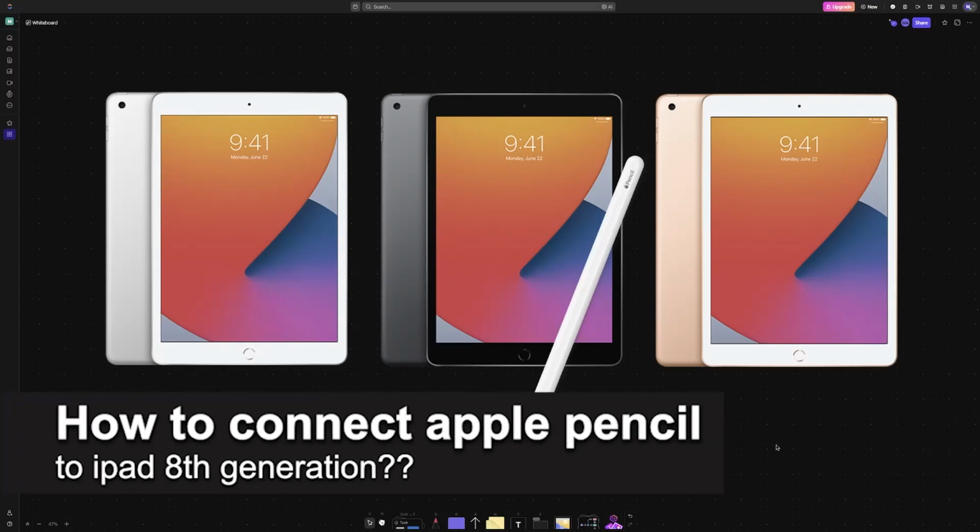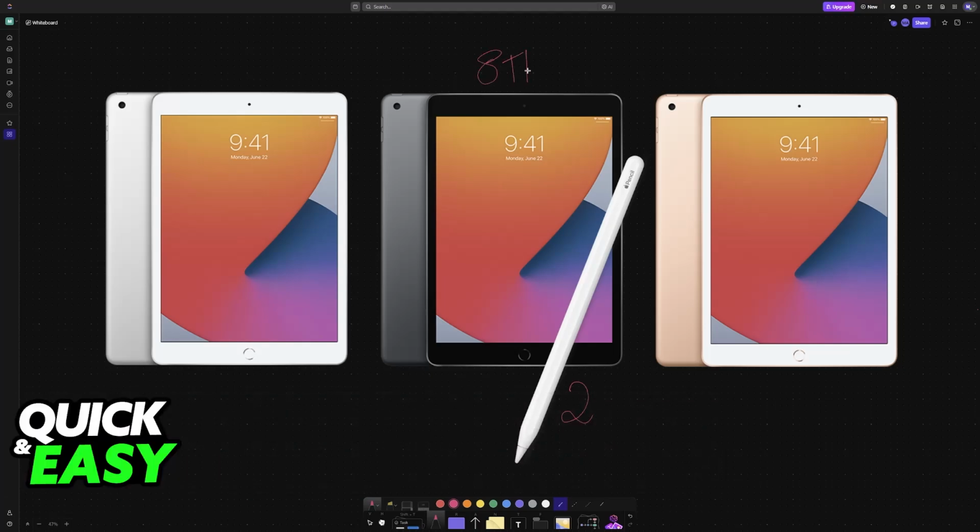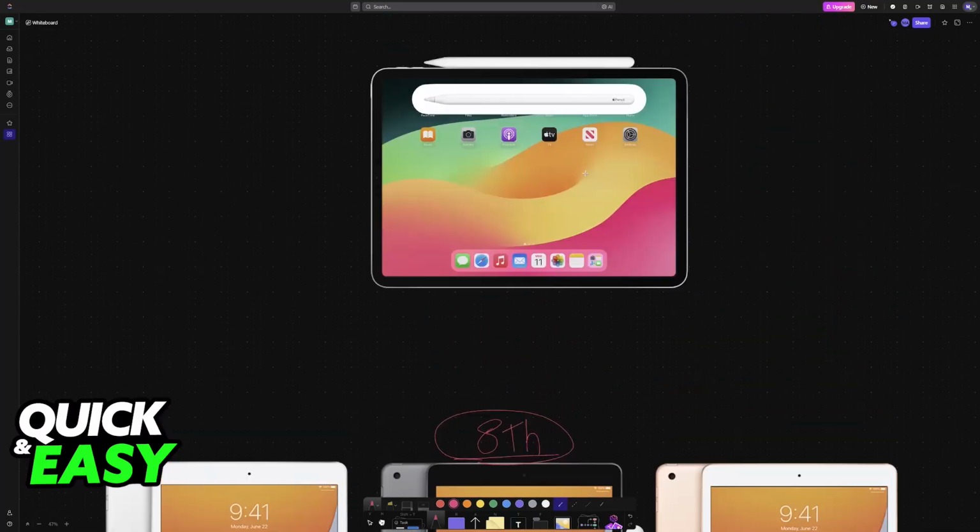In this video, I will solve your doubts about how to connect Apple Pencil 2 to iPad 8th generation and whether or not it is possible to do this. Because of the many different generations of iPads and the different Apple Pencil models, it can get quite confusing to know which Apple Pencil is compatible with each iPad. So for this video, I'm going to be answering questions that you might have about the 8th gen iPads specifically.